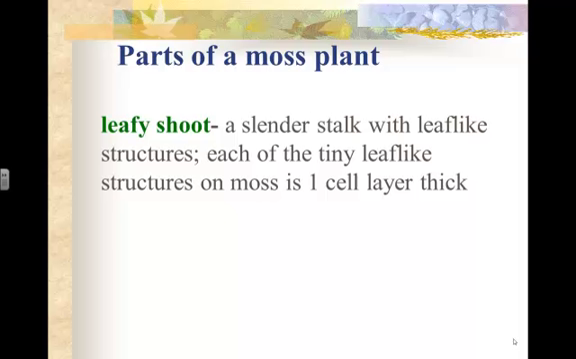So it's the part that you see. It's the part that looks like it has leaves on it, but those technically are called leaflets. So it's a slender stalk with leaf-like structures. Each of the tiny leaf-like structures on the moss, which is called a leaflet, is only one cell layer in thickness. And that's what you drew in lab when you did the moss terrarium, or should have drawn: one leaflet. It's very thin. Why? So diffusion can take place.